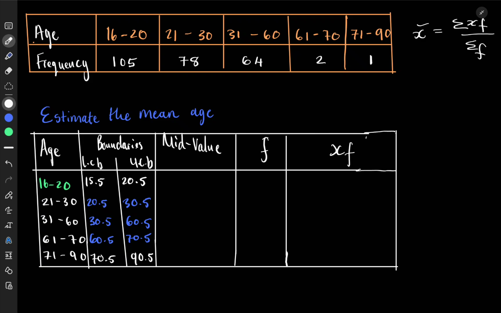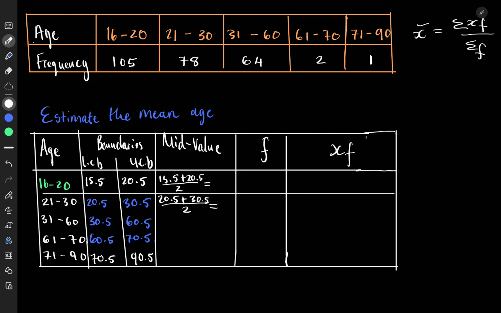So you want a value that's going to represent this whole class. So that mid value is going to be, for this one, 15.5 plus 20.5 over 2. Then you get your mid value. For the second one, it's going to be lower boundary 20.5 plus the upper boundary 30.5 over 2.